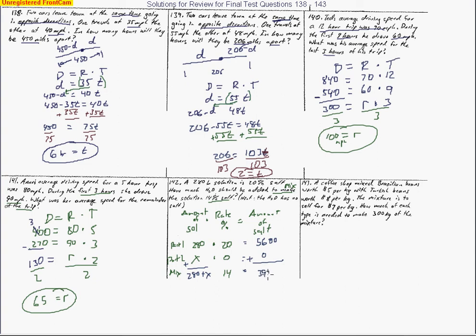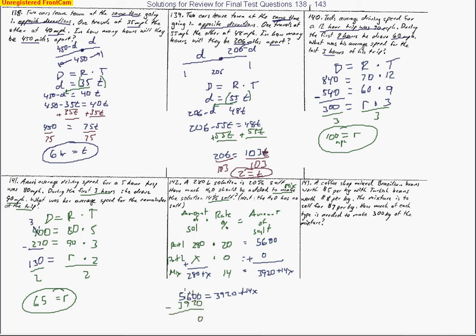392 with the 0 at the end makes 3,920 plus 14x. And now you're just going to set those two equal to each other. 5,600 equals 3,920 plus 14x. When we go ahead and do the work there, we're going to subtract that 3,920 from both sides. And when I do that, I end up with a 0.